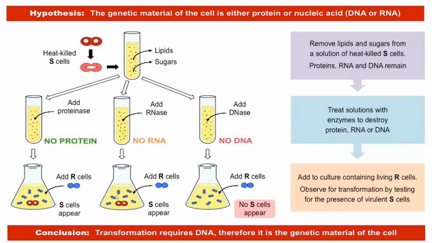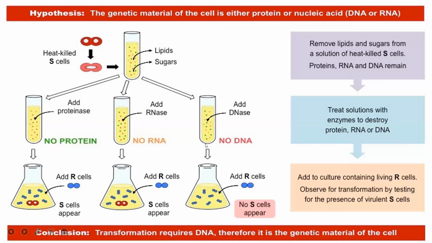When this material was mixed with R cells, S cells appeared. That means RNA also has no role to play in transformation. There is something else in the cells which is transforming. So they found protein has no role. If I remove protein, the cells get transformed. If I remove RNA, the cells get transformed.